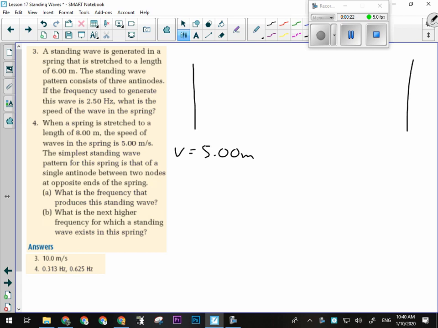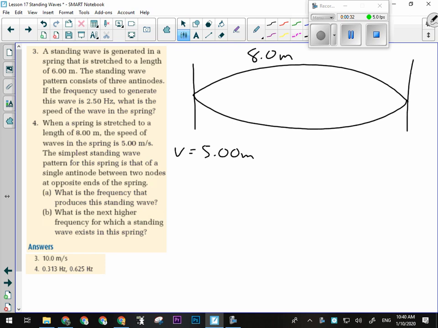Now, yesterday when I had the spring up front here, the simplest wave that could form on that spring looked like this. And this distance is 8.0 meters. How many wavelengths are there? Half a wavelength. So the actual wavelength here is 16. If that length is half a wavelength and it's 8, a full wavelength would be 16. So the full wavelength of this wave is 16 meters.